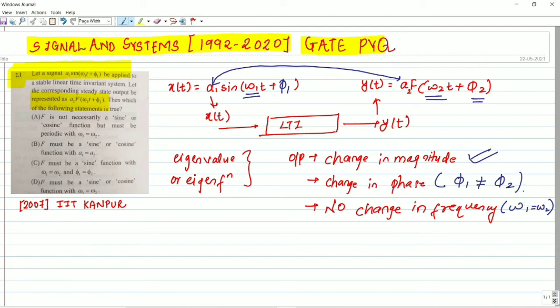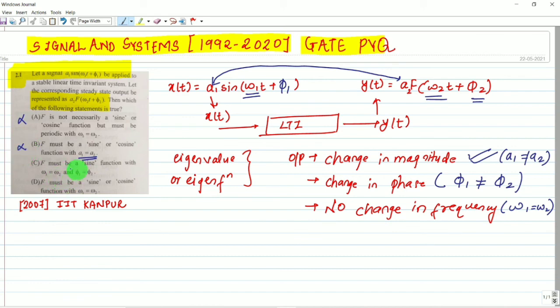Let me check the options available to you. First, f is not necessarily sine or cosine. Option A is wrong. Let me check option B. F must be sine or cosine. It can be sine, or f can be sine as well as cosine, but there should be a change in magnitude. Magnitude should be changed, it means A1 not equal to A2. Understood? Here the magnitude is the same, so we can neglect option B.